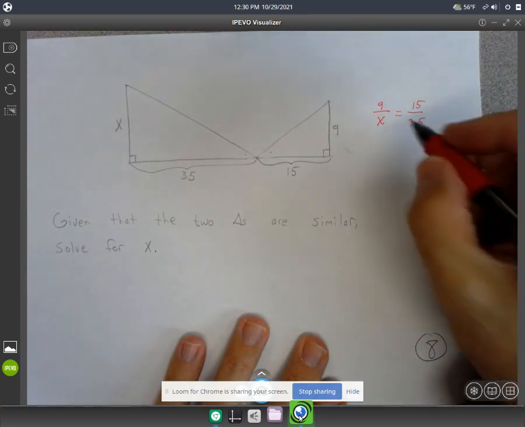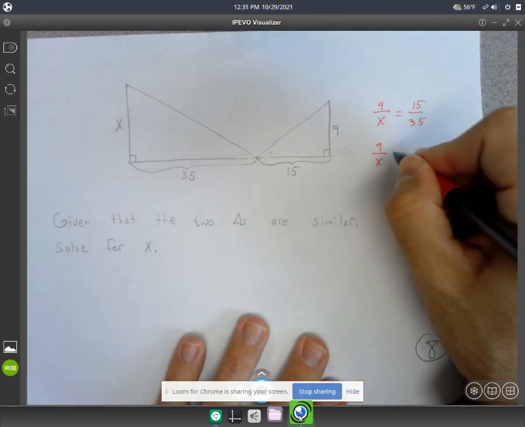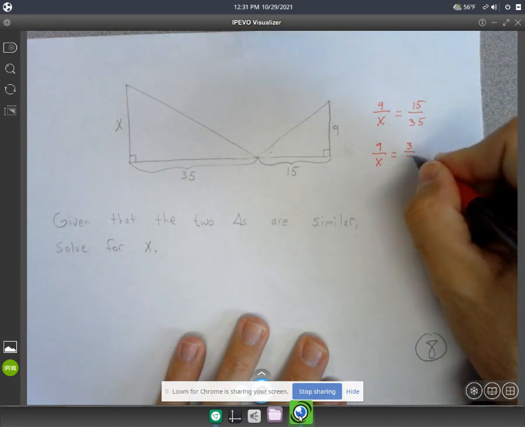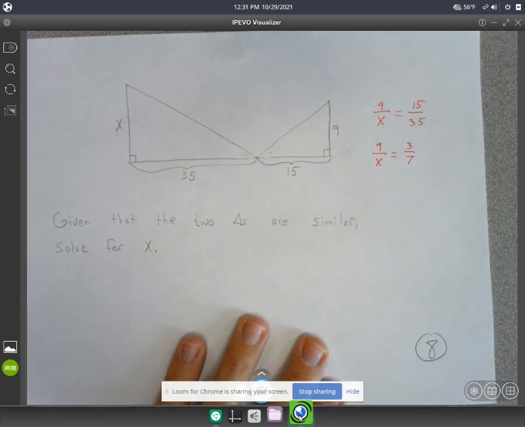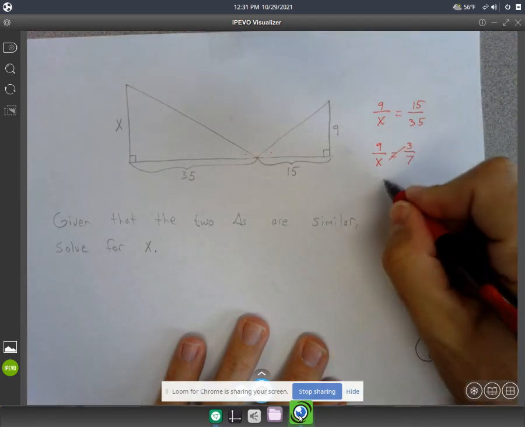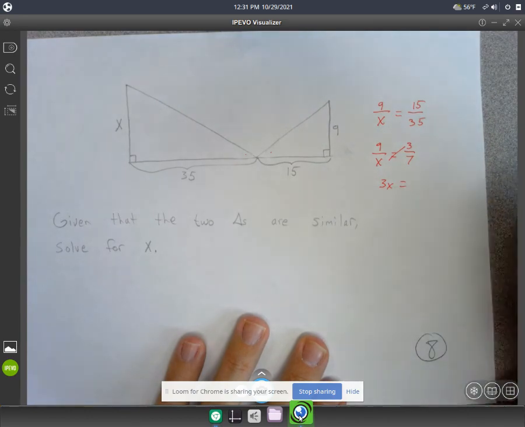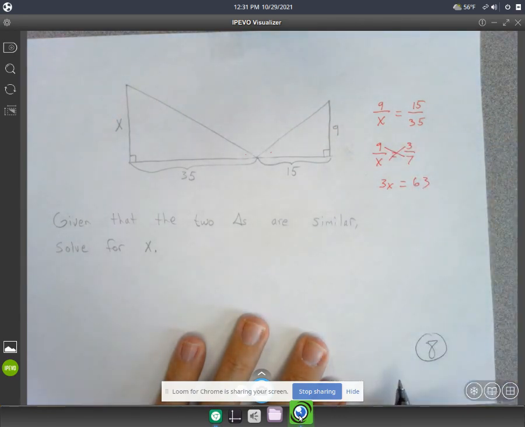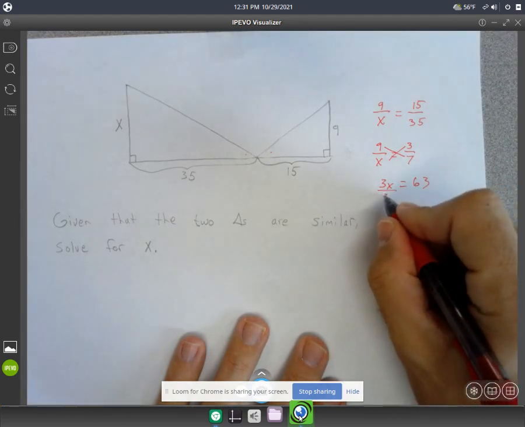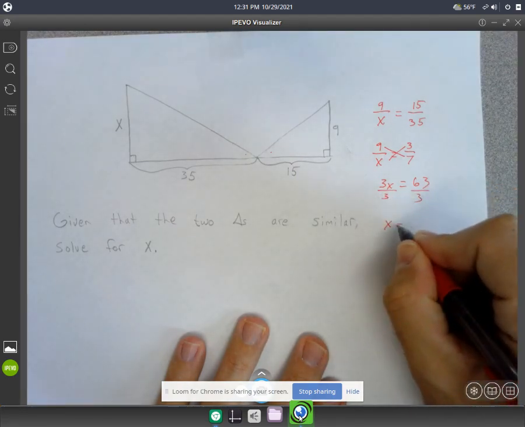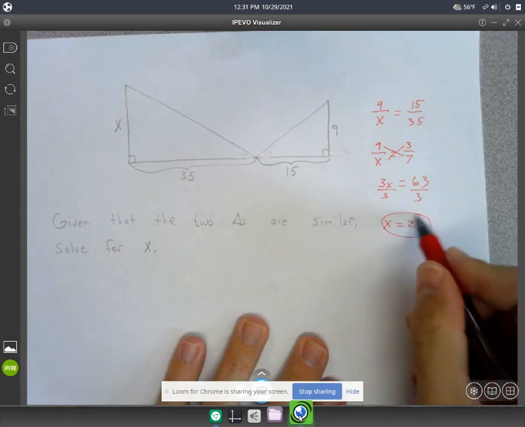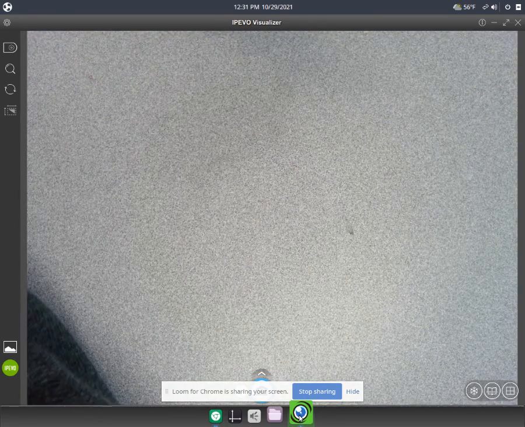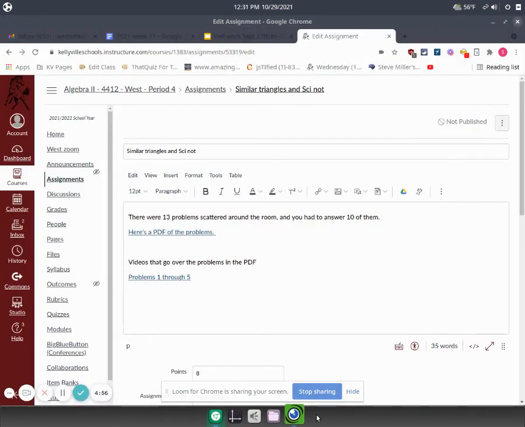Cross multiply, actually I am going to simplify 15 and 35 by 5. That'd be 3 and 7. Now if I cross multiply, I'll get 3x equals 9 times 7, which is 63. And then divide by 3, and you'll get x equals 21. Cool. That's number 8, and yep, that's good for this one.